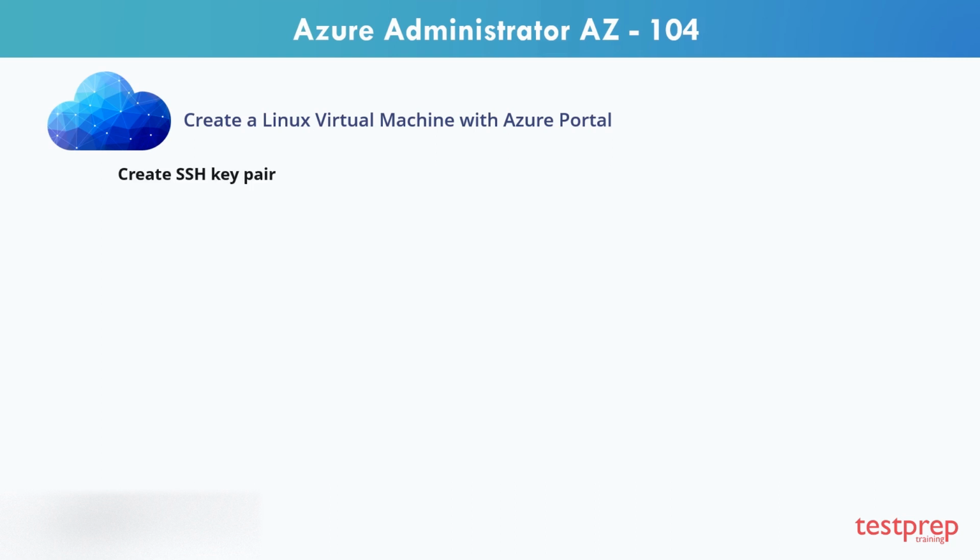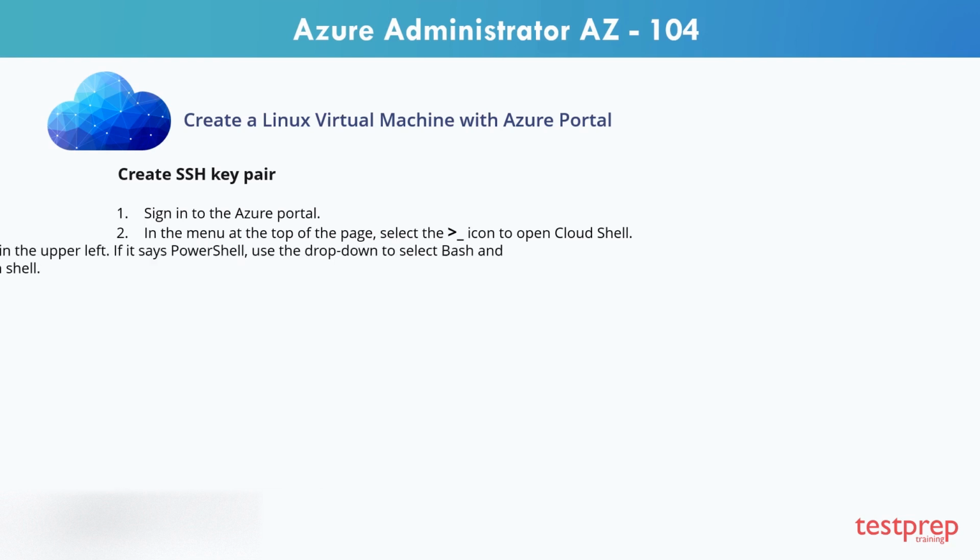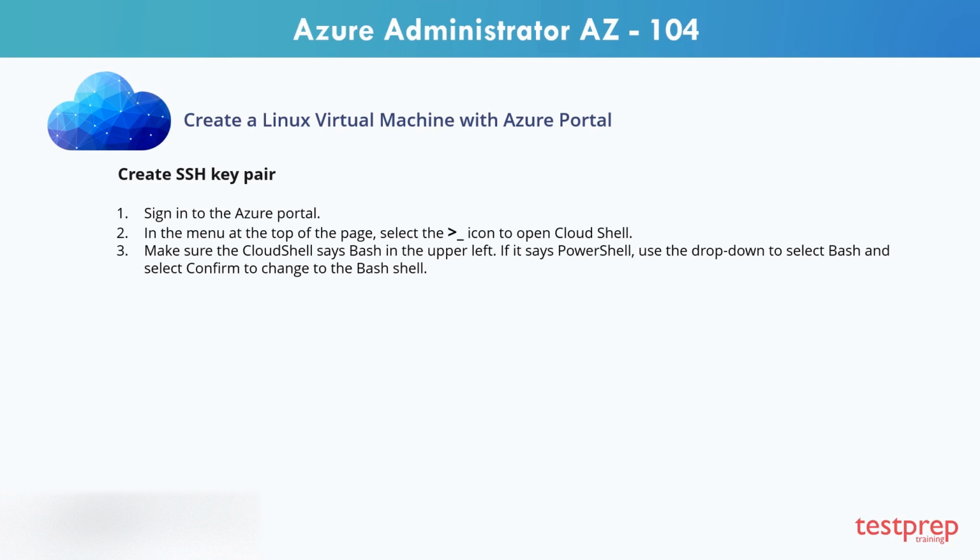Let's create an SSH key pair. 1. Sign into the Azure portal. 2. In the menu at the top of the page, select the shown icon to open Cloud Shell. 3. Make sure the Cloud Shell says Bash in the upper left. If it says PowerShell, use the drop-down to select Bash and select Confirm to change to the Bash shell. 4. Type the shown text to create the SSH key. 5.